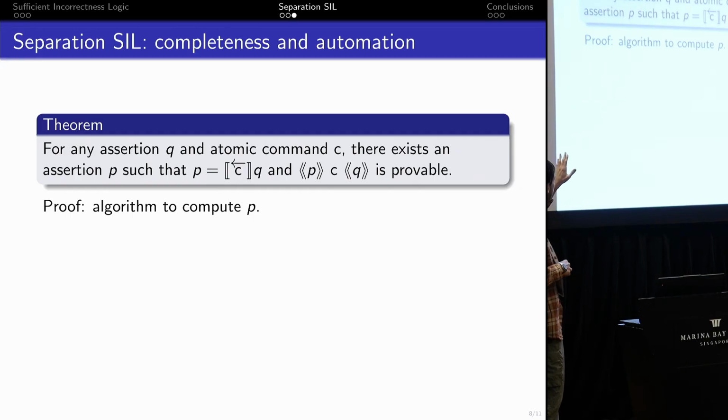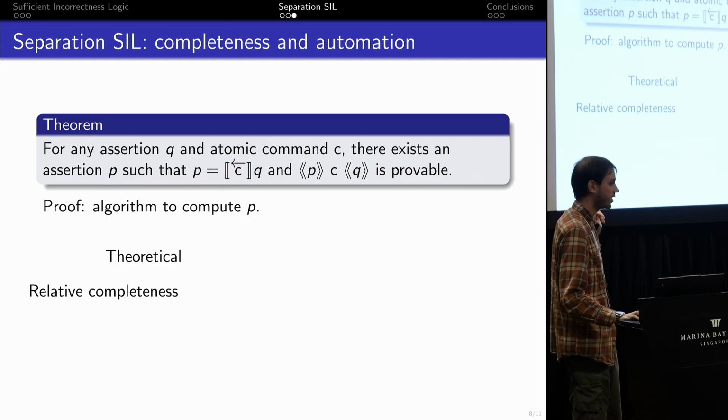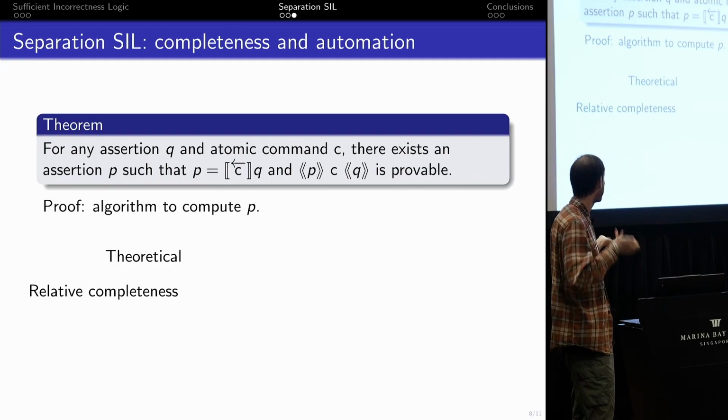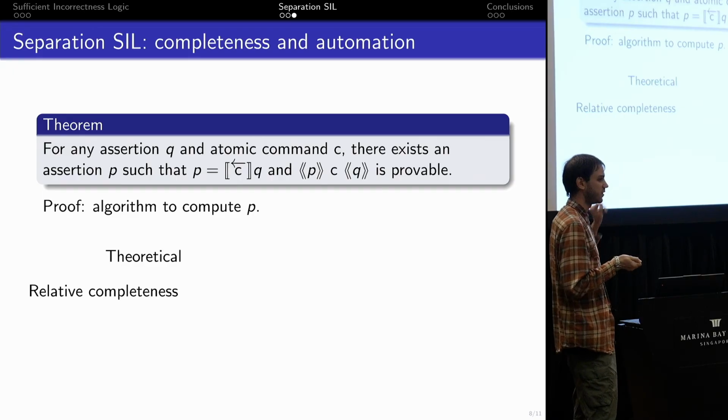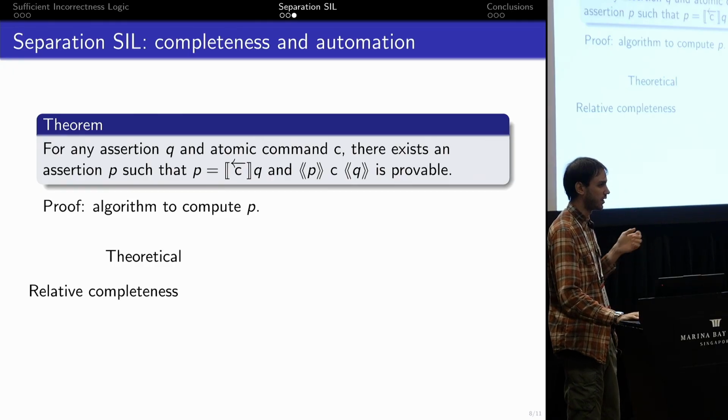So the assertion P is a syntactic one. And we can prove this triple. And the proof is very interesting because it's not just that there exists one, but it gives you an algorithm to compute exactly this precondition, this assertion P. So on the one hand, the theorem is the basis of our relative completeness result, where we extend this from atomic commands to any kind of command by composing them.